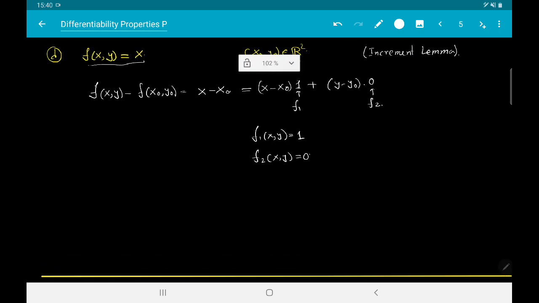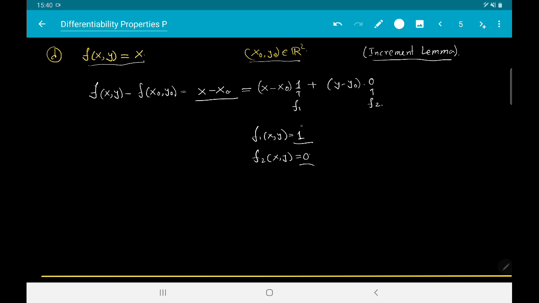So the idea that we are going to now use is the increment lemma, but you can do it in any other way you want, but I just wanted to illustrate how the increment lemma is going to be used. So f(x,y) minus f(x0,y0) is nothing but x minus x0. So you can see that this pair of functions f1 and f2, where f1 is given by 1 and f2 is given by 0, these constant functions work as a pair of increment functions.